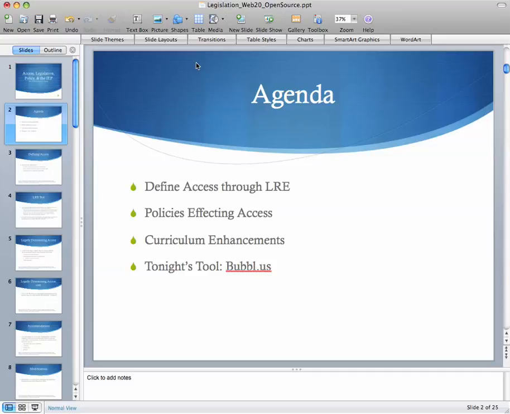So what we want to take a look at is how do we define access, and particularly through the least restrictive environment. Then we'll take a close look at policies affecting that access and how technology is related. And finally, how can technology create some curriculum enhancements that will further provide students with access.